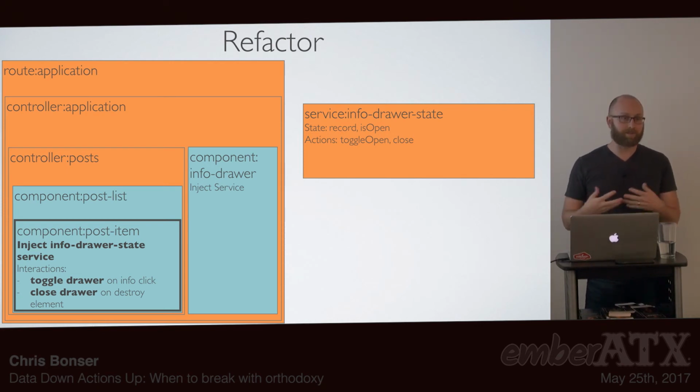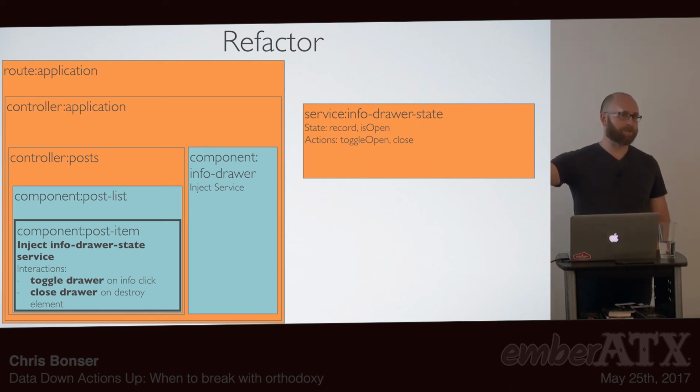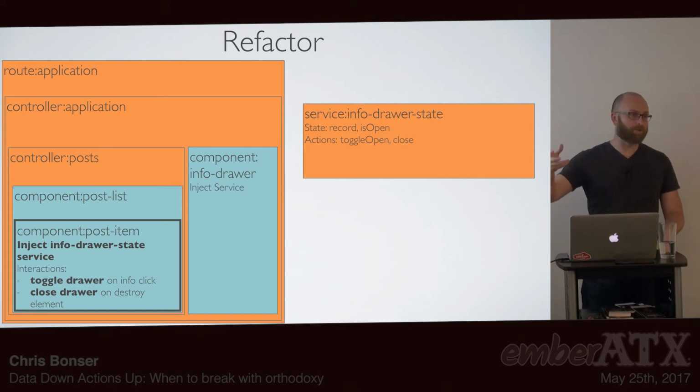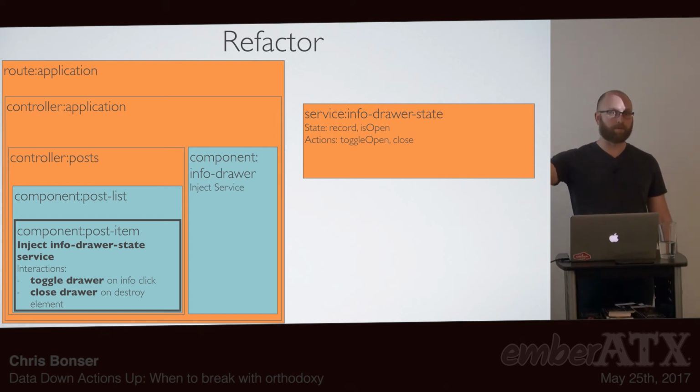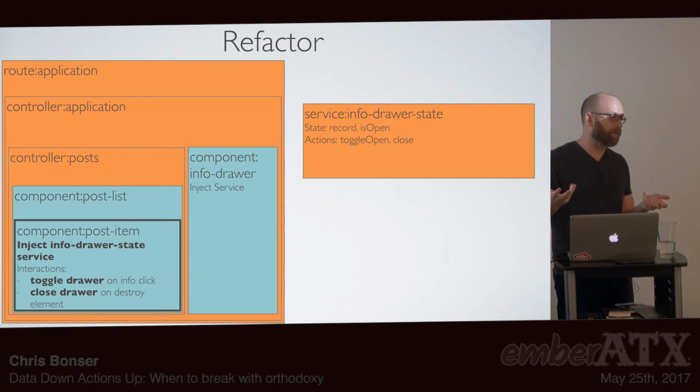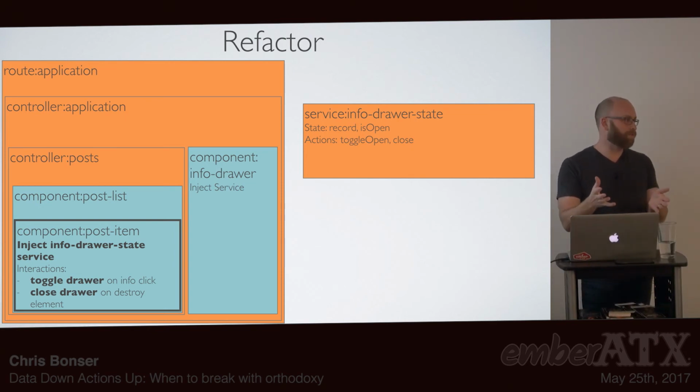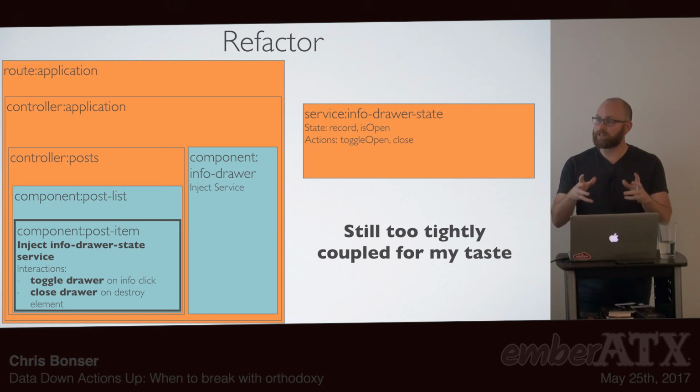And so in that case, it might be really nice to be able to pass in the actions for these interactions and not have to inject the dependency explicitly. And then you could literally take the post item and put it over in a post show page and pass in actions that have it do something entirely different when you click the info button. And that would be great, right? To me, it's still too tightly coupled. But what do you do about it?